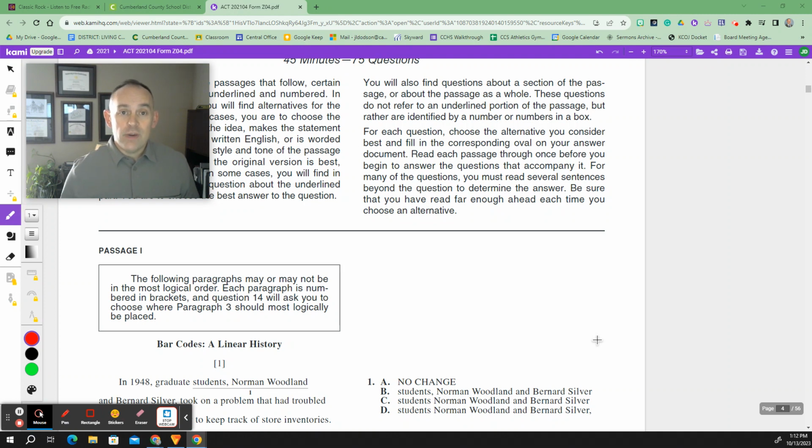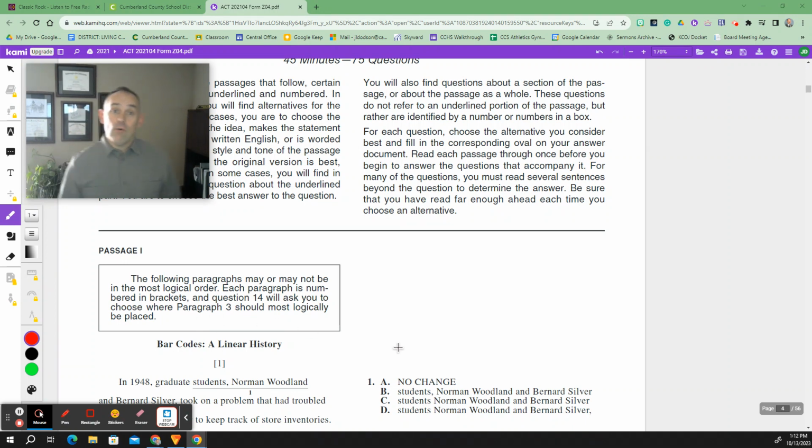It's important that you read the passage, not just the underlined portion, because it establishes context for you. And if you'll notice here in this version of passage 1, you've got this boxed information that you could skip and it would be okay, but it tells you that the following paragraphs may or may not be in the most logical order. Each paragraph is numbered in brackets, and question 14 will ask you to choose where paragraph 3 should most logically be placed.